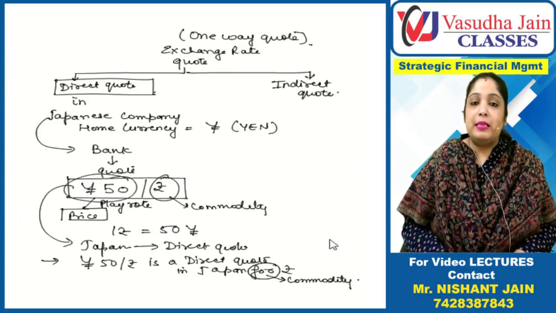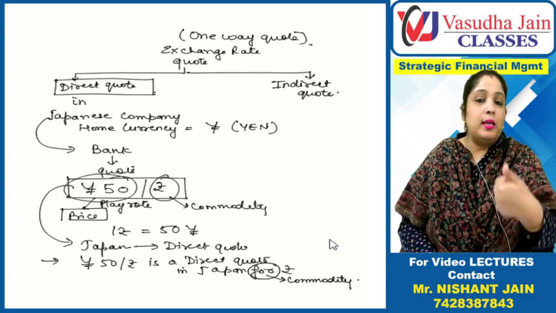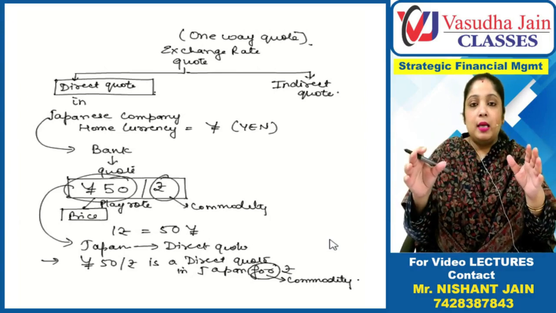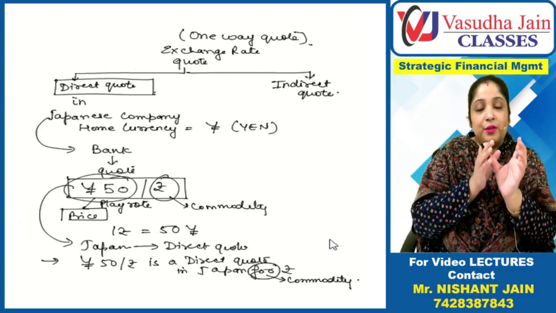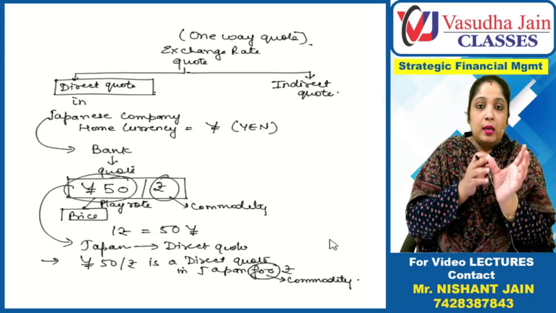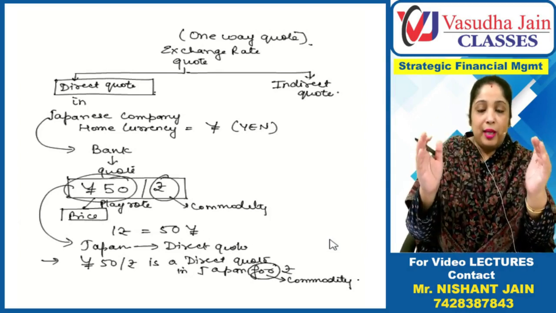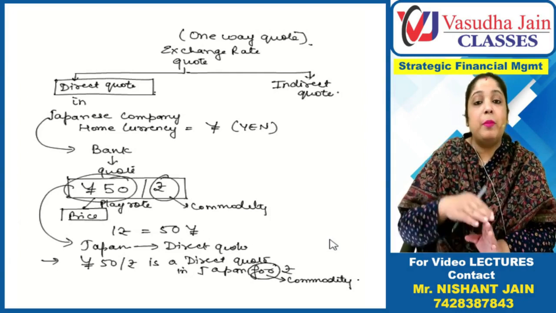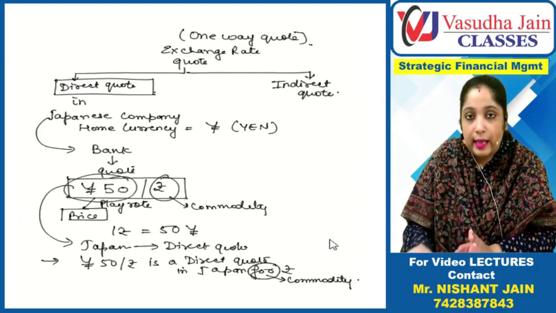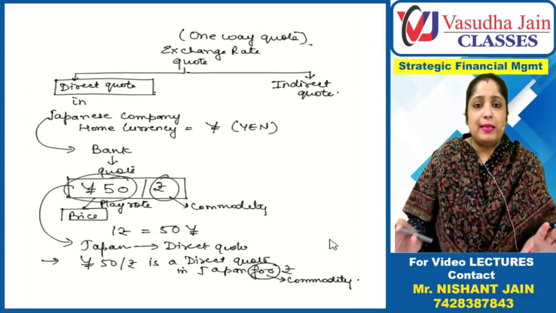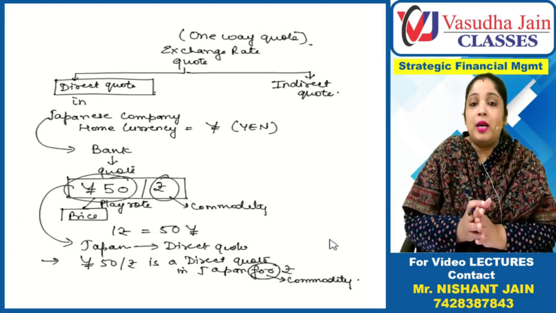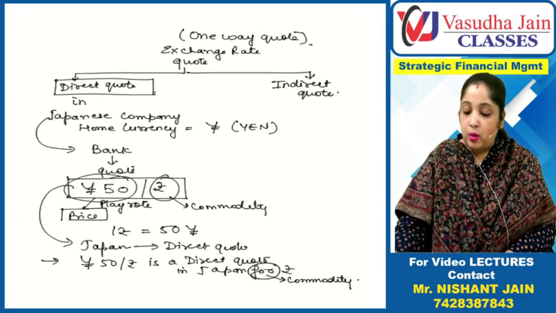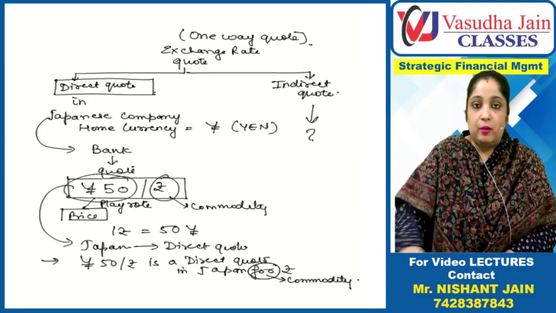So coming back to the concept, if I ask you what is a direct quote, you will say, ma'am, if any exchange rate is given to us, in that exchange rate, the currency which is playing the role of price, for that country, this quotation is direct. Then what is indirect? Once we understand indirect, it will be much clearer what is direct and what is indirect. These are just basics, so that when we do big questions, we don't get confused. So now, what is an indirect quote? Understanding this will help us understand better what is direct and indirect.